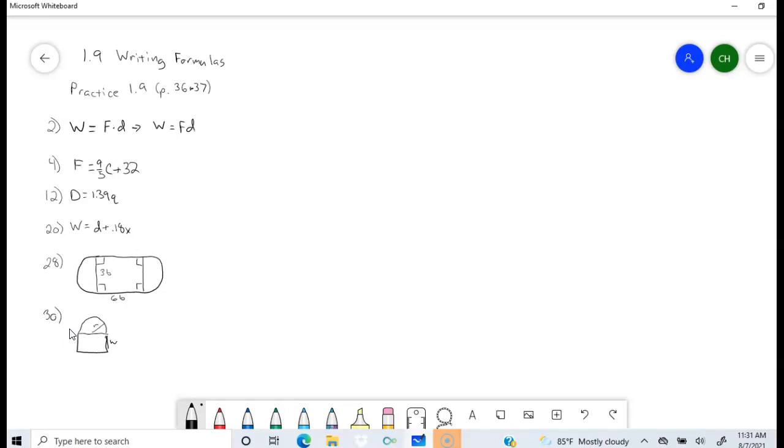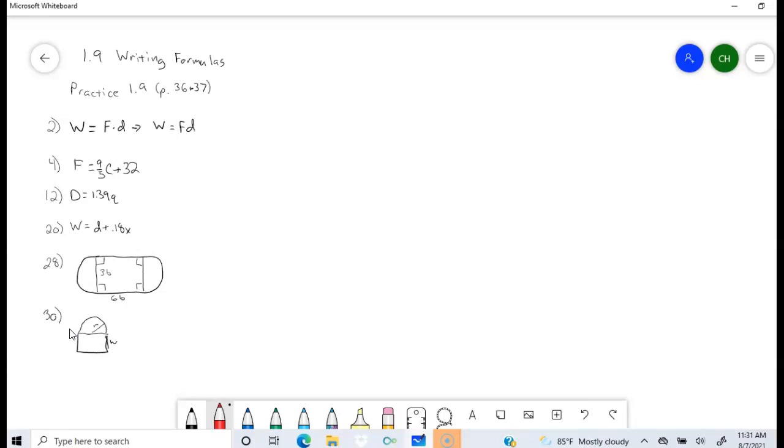On number 28, it wants us to write a formula for the perimeter of the figure. This one, they kind of combined a couple of different figures in one. They've got a circle on each, or half a circle on each end of a rectangle. There's a lot of things here that are really important to us.